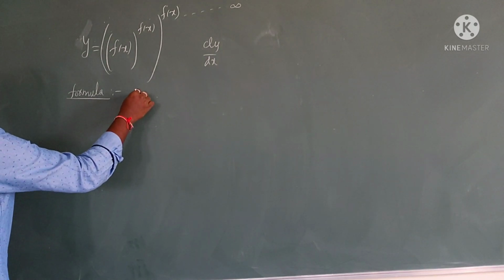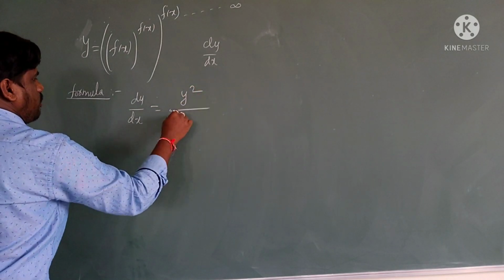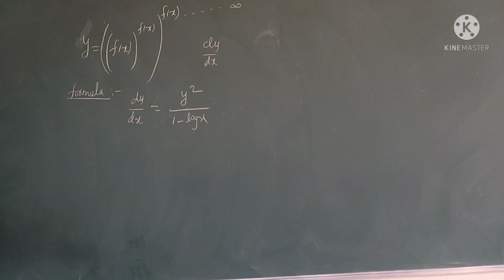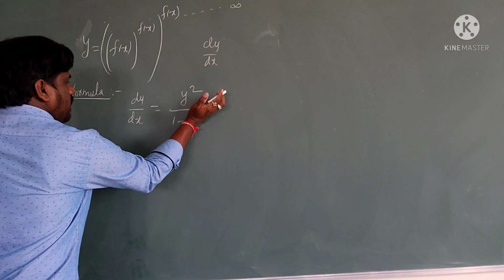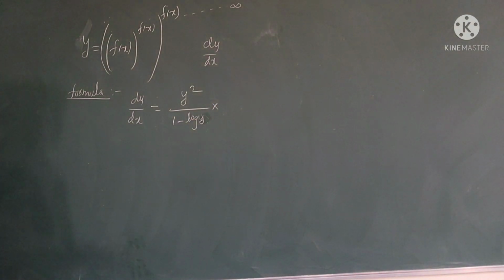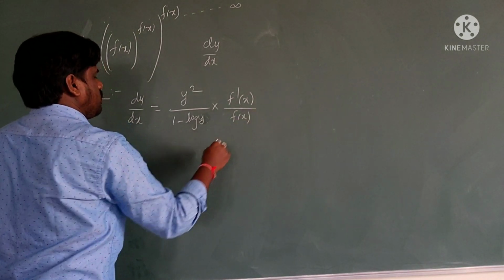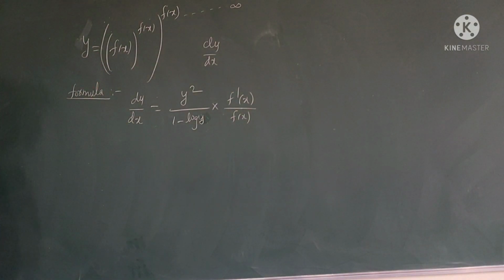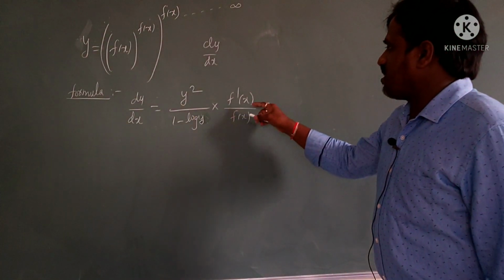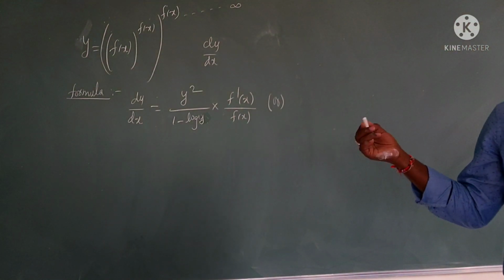One is dy by dx is equal to y square upon 1 minus log y, sorry, 1 minus log y, into f dash of x by f of x. This is one formula. Okay, dy by dx is equal to y square upon 1 minus log y into f dash of x by f of x. But if some options are not there in this form, there will be another way.